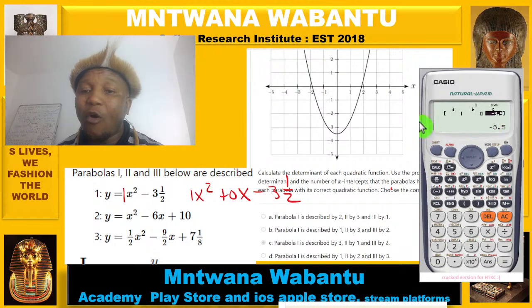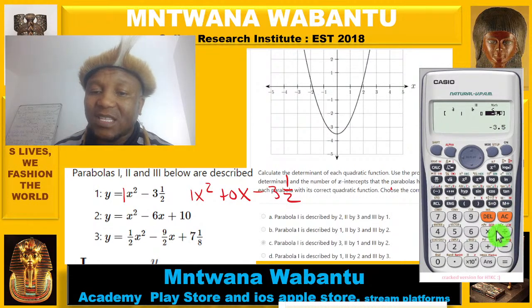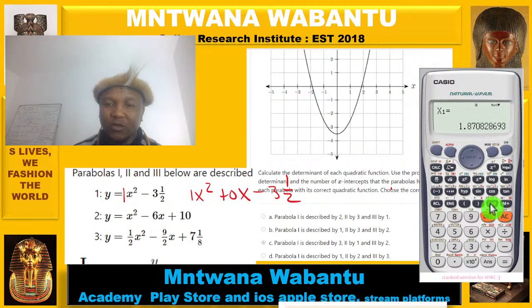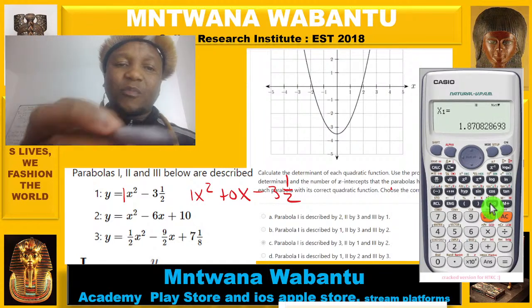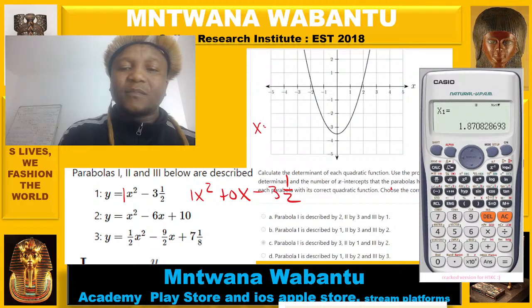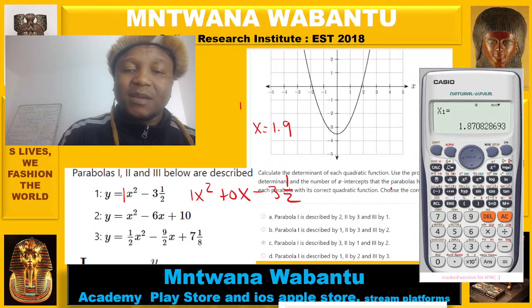So we already have the values. You must check here all the values, and it's correct: 1, 0, negative 3.5. And then after that, just press equal. When you press equal, it's going to give you square root of 14 over 2. And then press SD, which is 1.87. It's approximately 1.9. So our first X-intercept is 1.9. Remember, these are intercepts.